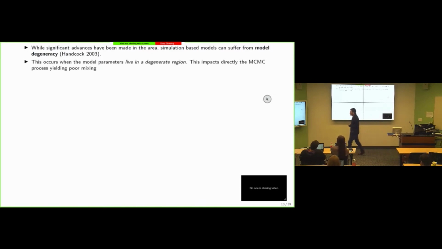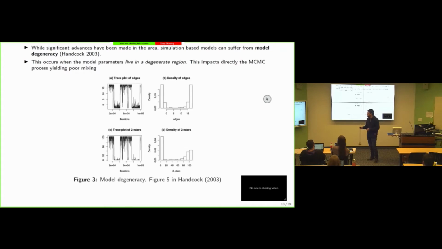Okay, so the problem with model degeneracy has to do with when the model parameters live in an area which is degenerate, which means that when you are doing your MCMC sampling, you get networks that are uninteresting. For example, you may get very often the fully connected graph or the completely empty graph, okay, which is bad, right? And because of that, this yields poor mixing. So that's the whole thing. Again, this is in the MCMC part.